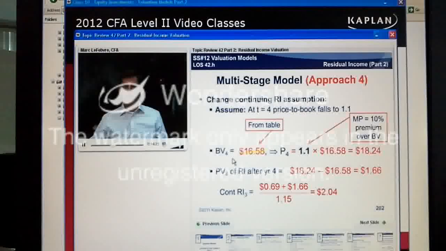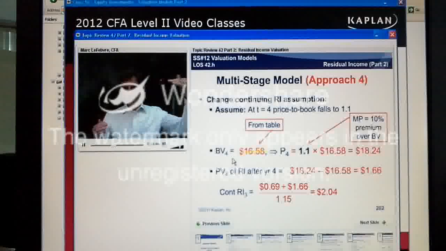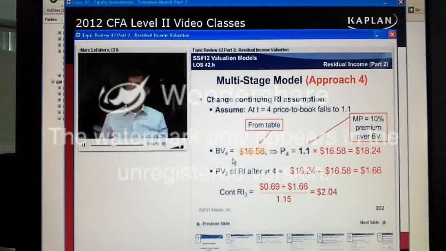It's right here. And basically what we're assuming in the 4th scenario, the 4th approach, is that in year 4, the price-to-book ratio of a firm that has a competitive advantage, if you remember from the price-to-book relative multiples, should be greater than 1. At some point, if market forces come in, that price-to-book ratio should converge downward toward maybe an industry average. And in this case, we're assuming that the industry average is a 1.1 multiple of price, the market value, to the book value of the firm.